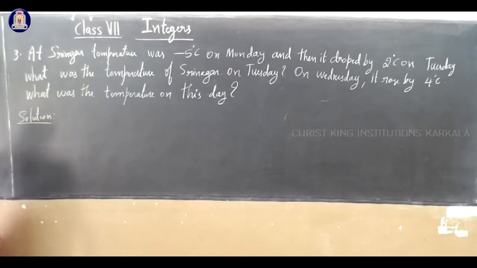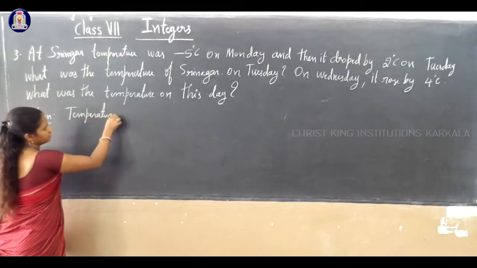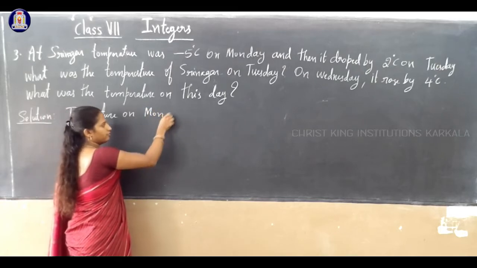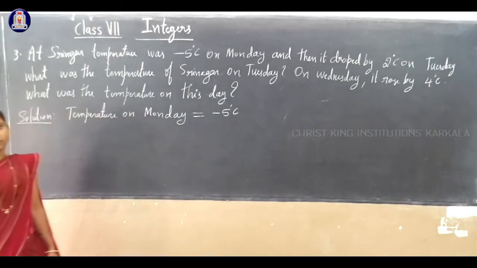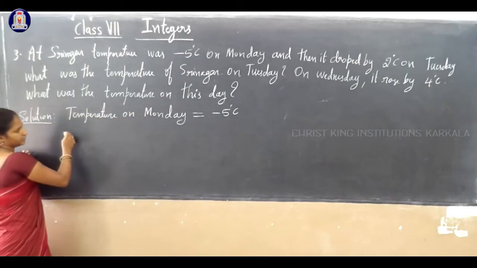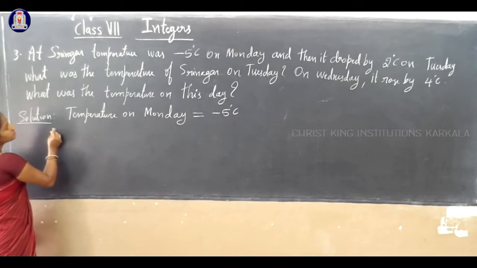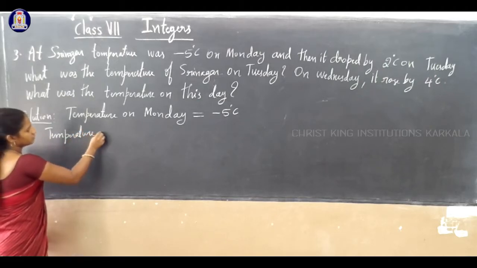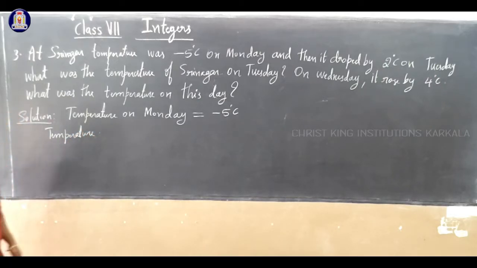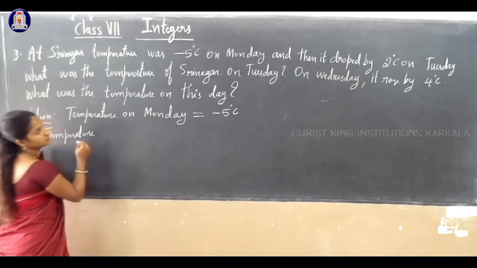What is given in this question? Temperature on Monday. Temperature on Monday is minus 5 degrees Celsius. Next, temperature on Tuesday dropped by 2 degrees Celsius. So, right? Find out what was the temperature of Srinagar on Tuesday.